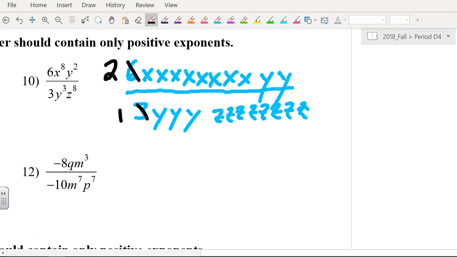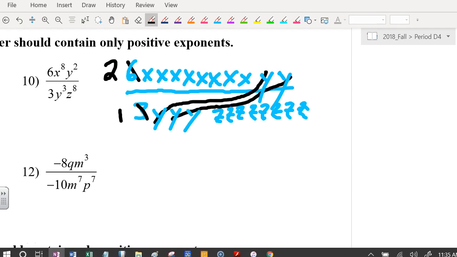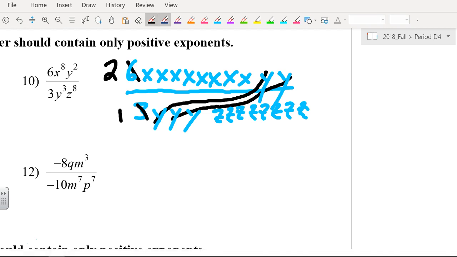Now what? 2. And then, since there are no more x's on the bottom, you go to the y. And then, since there are 2 y's on top, you cross out 2 on the bottom. Now you're just left with 1 y on the bottom, and then the z's and the x's stay.